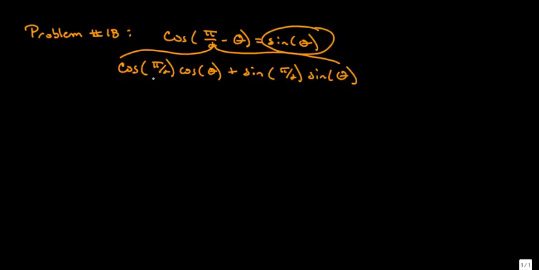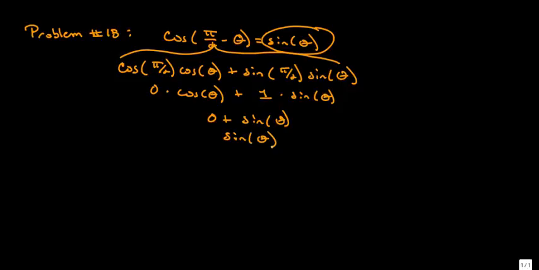So cosine at 90 degrees is 0. Sine at 90 degrees is 1. And so 0 times anything is 0. 1 times anything is that value, because that's the multiplicative identity. So this adds together to give me just sine theta.